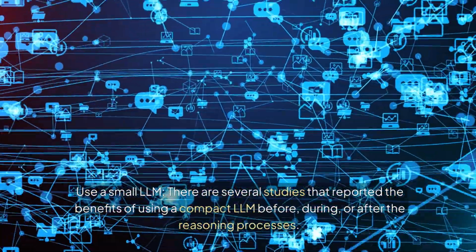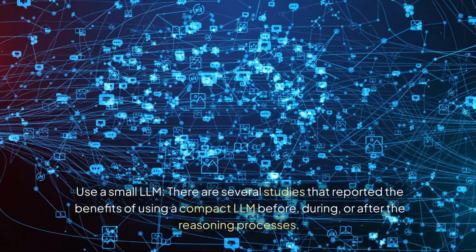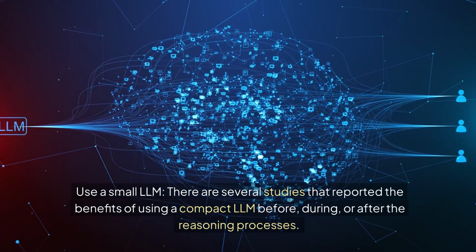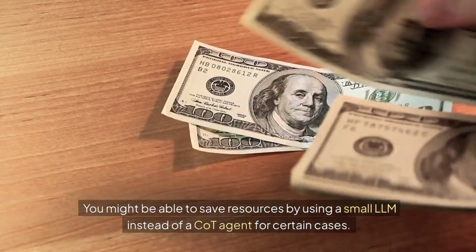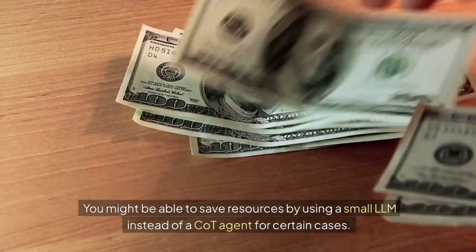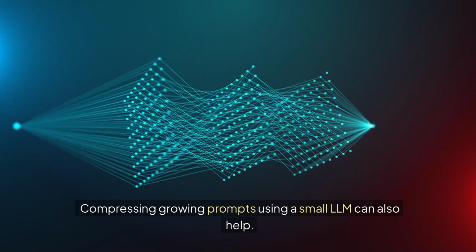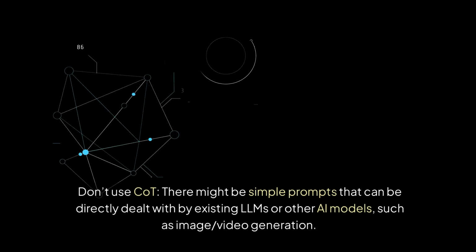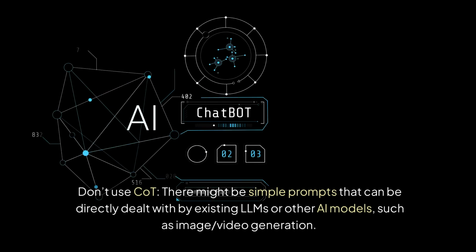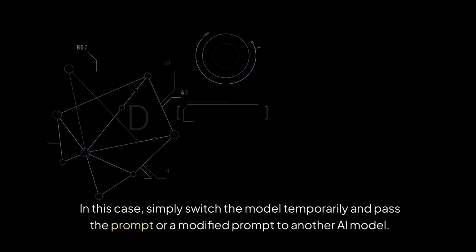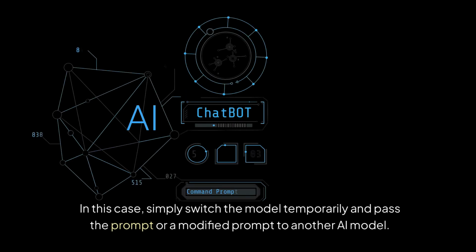Use a small LLM. There are several studies that reported the benefits of using a compact LLM before, during, or after the reasoning processes. You might be able to save resources by using a small LLM instead of a CoT agent for certain cases. Compressing growing prompts using a small LLM can also help. Don't use CoT. There might be simple prompts that can be directly dealt with by existing LLMs or other AI models, such as image, video generation. In this case, simply switch the model temporarily and pass the prompt or a modified prompt to another AI model.